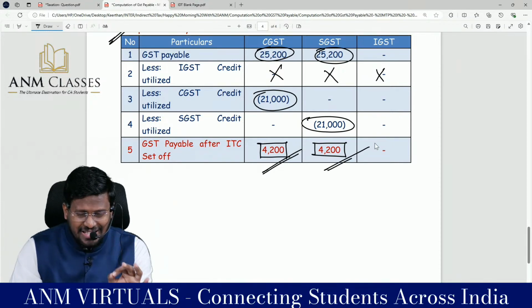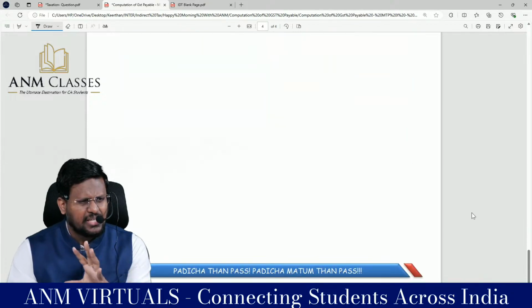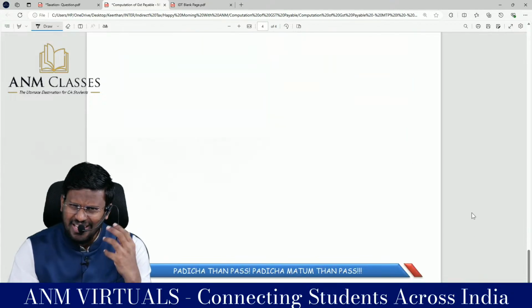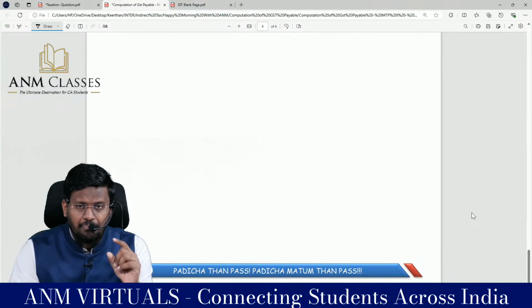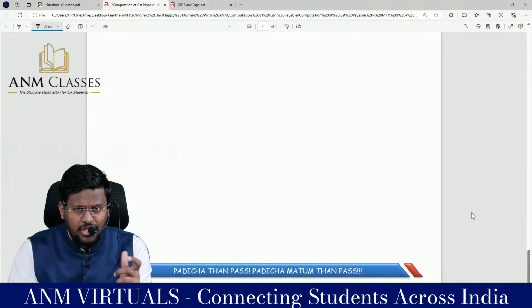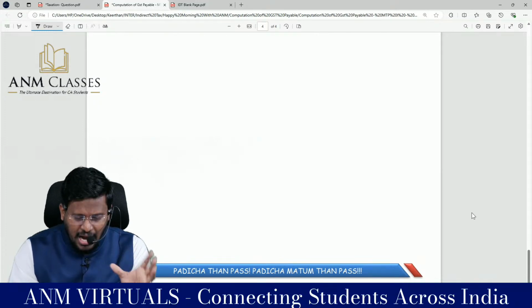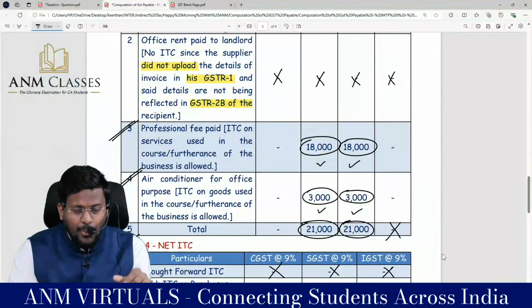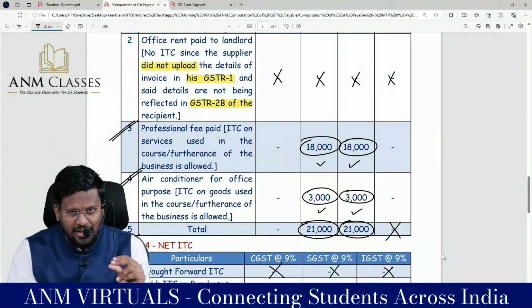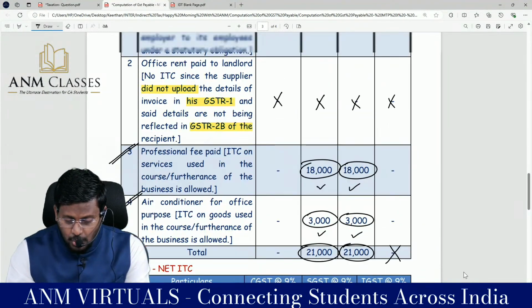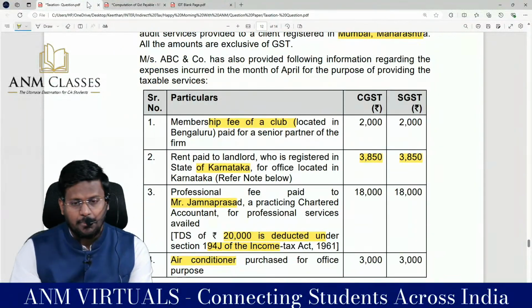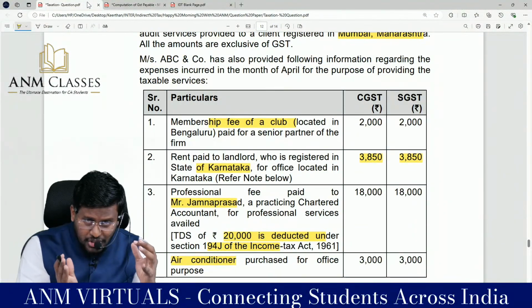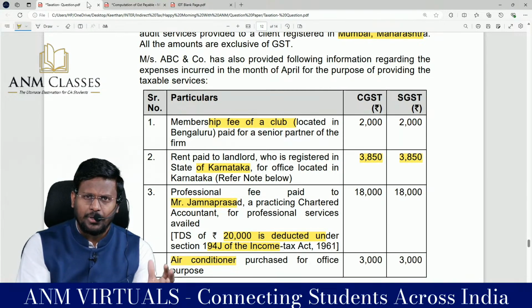Basically this is a very easy question. Nothing is there. And that too, if you see my computation of GST payable marathon, after that you will be able to score this 10 marks like this. So this is how you have to focus for this September examination, my dear lovable students. This is how the question paper pattern is going to be.